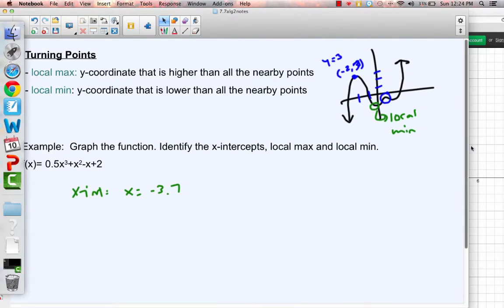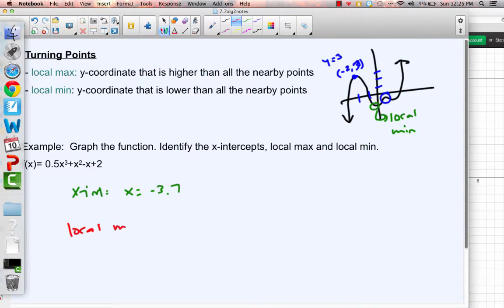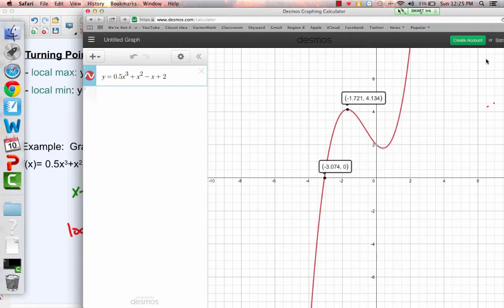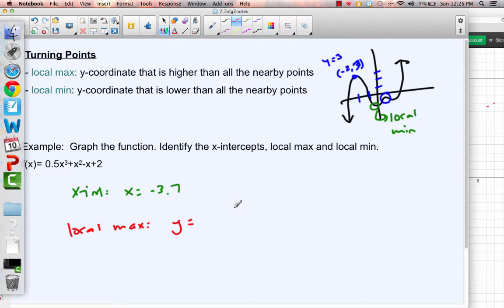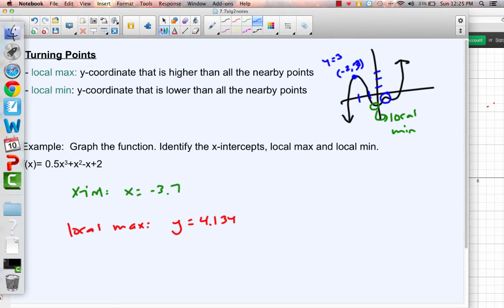And then if you want to find your local max, go to the highest point here at the top, and you would write the y value. So our local max was when y was equal to, what was it? 4.134. So y equals 4.134. And then, of course, our local min, it would be the lowest point in our curve, and that would be 1.792. So our local min would be when y equals 1.792, or whatever that ordered pair was. Yep, 792. Okay, so that's as simple as it is.